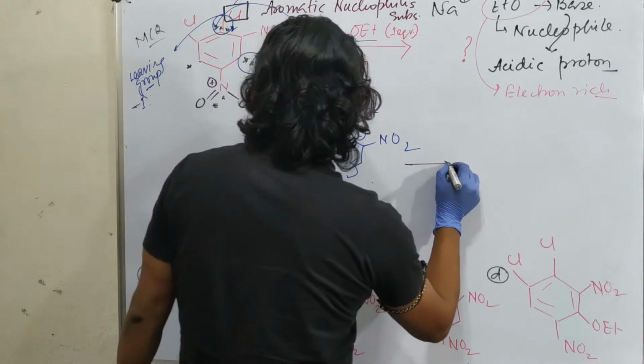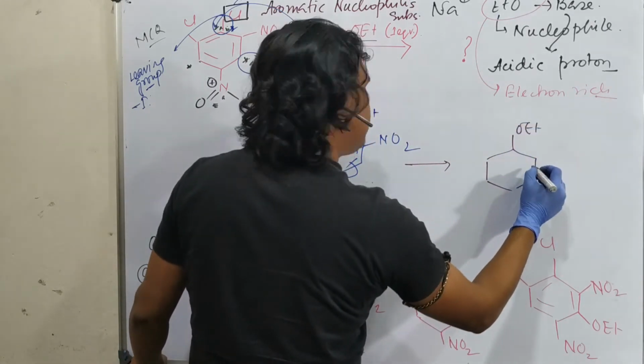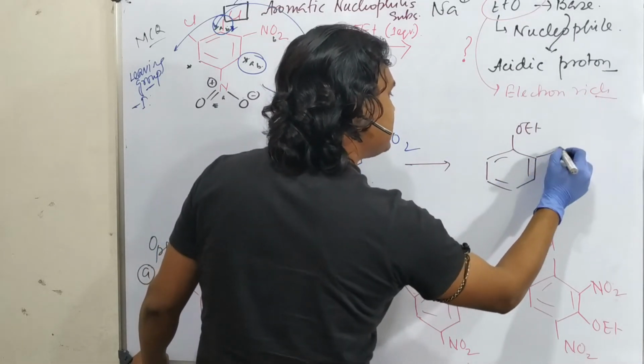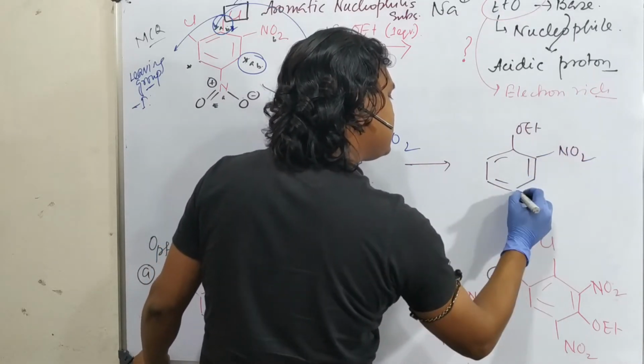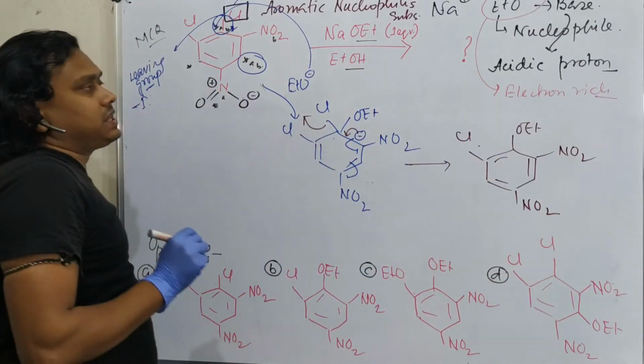So what is the product? This is the OEt, and the driving force for this step is the aromaticity. This is NO2, this is Cl. Question, this is actually the product.